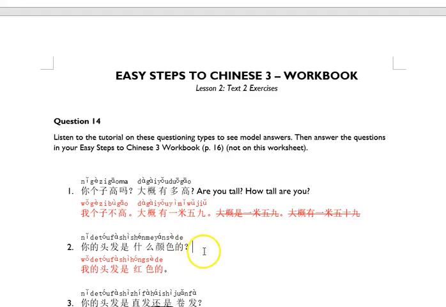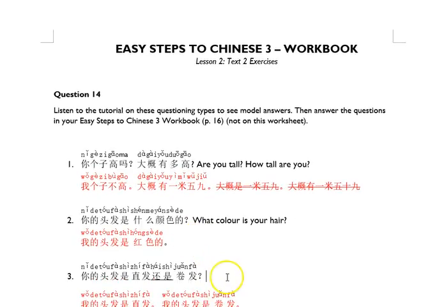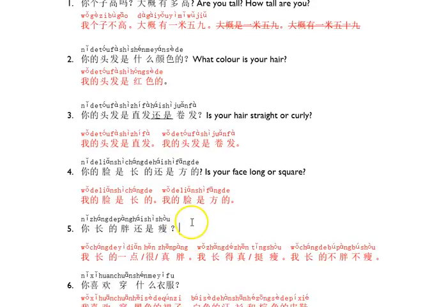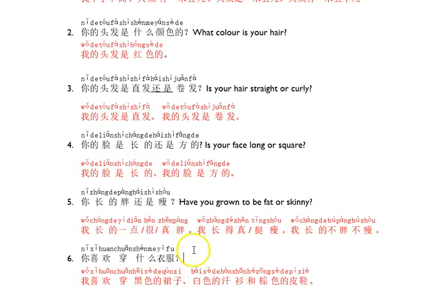So going back to these questions because I didn't write in their English meanings for you before. The first one, are you tall and how tall are you in a measurement? 你的头发是什么颜色的? What color is your hair? Third question is your hair straight or curly? Then is your face long or square? Have you grown to be fat or skinny? And what color clothes do you like to wear?